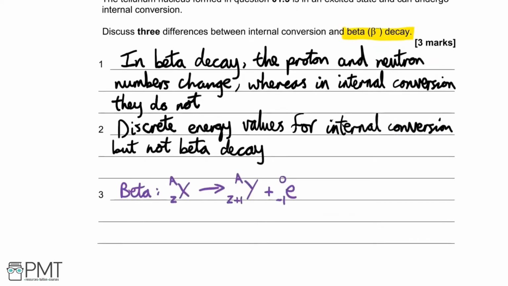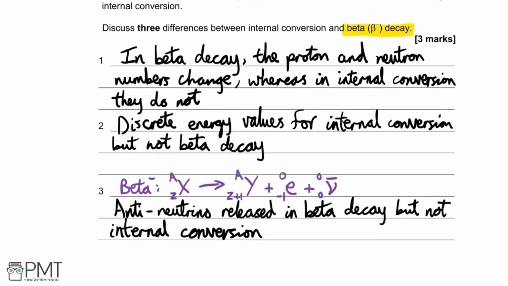No, I should say here, obviously I've said beta, but I mean beta minus. One thing that we've missed here is the neutrino that's also released to balance the lepton number, because we're releasing a lepton, this electron, at the same time. So actually there's an anti-neutrino released, which doesn't occur in internal conversion.